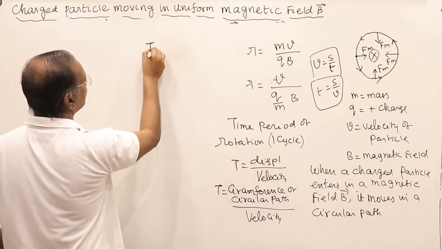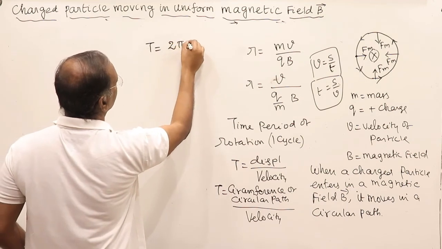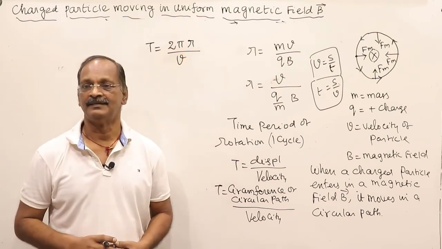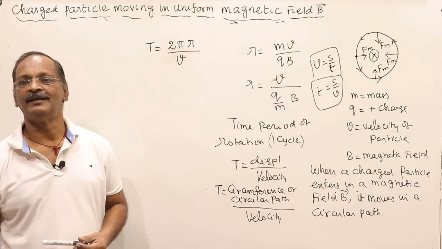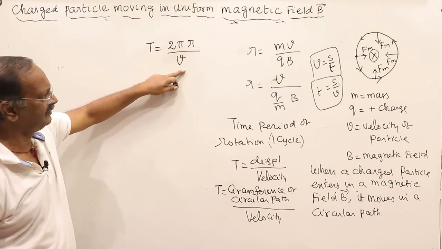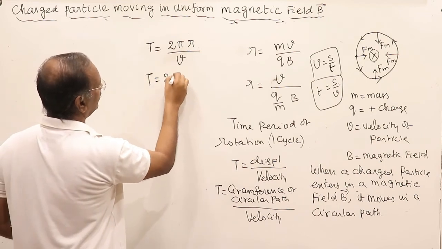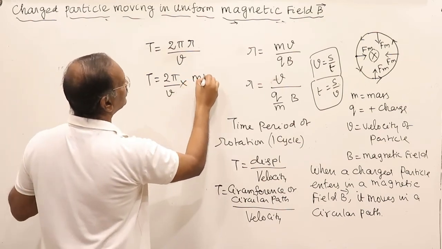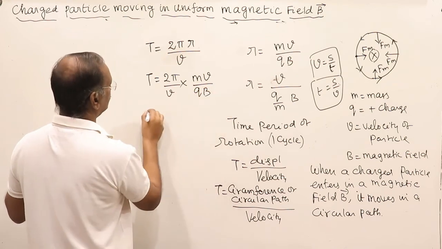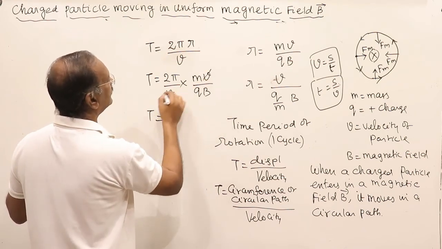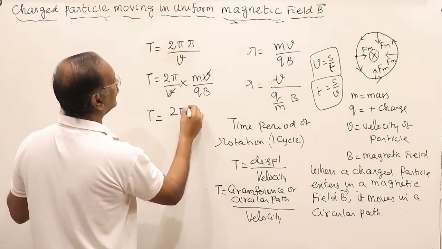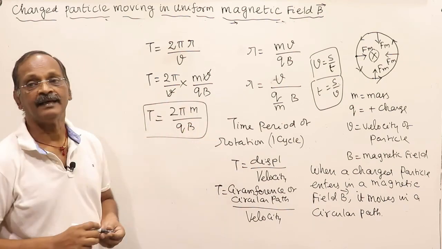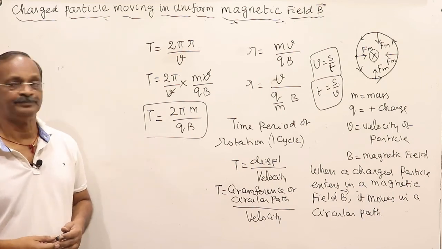Therefore, time period is equal to circumference, 2 pi into radius, the circumference of the orbit, divided by its velocity. 2 pi r, what is the value of r? T is equal to 2 pi divided by v into r, where r is equal to mv by qB. So this v gets cancelled, and time period is equal to 2 pi m divided by qB. This is the expression for the time period.